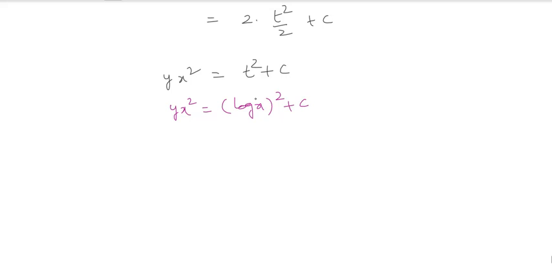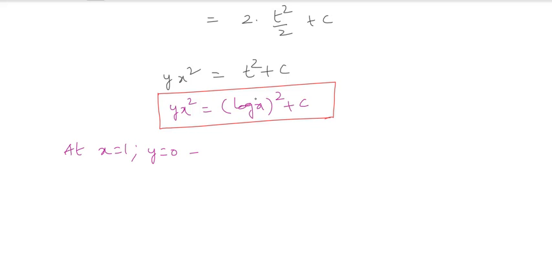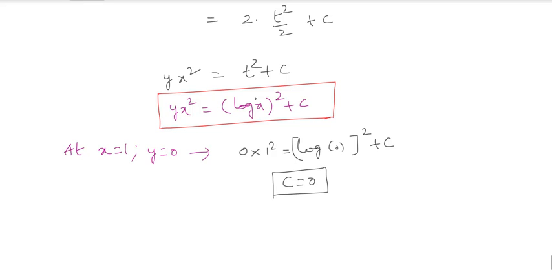But they are asking something else. This is the solution actually, but they have given different conditions. At x equal to 1, the value of y is 0, they have given. Substitute it and get the value. So 0 into 1 square is equivalent to log of 1 whole square plus c. From that, the value of c will be 0. And they are asking another statement: at x equal to e, they are asking the value of y. So this also you substitute.